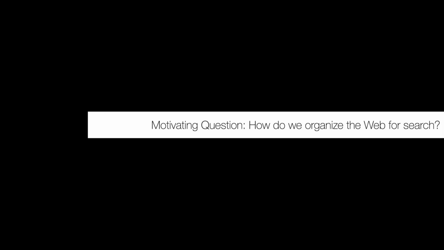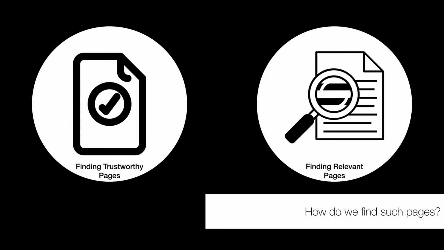So if we go back to the motivating question of how we organize the web despite these issues, this really breaks down into two problems. One is finding relevant pages, meaning pages that have the keywords I'm searching for, which can be done using standard information retrieval approaches that just do keyword matching. But we also want to look for pages that are trustworthy, pages that are not owned or driven by adversaries who are trying to get you there under false pretenses. So how do we find pages that do both of these things?